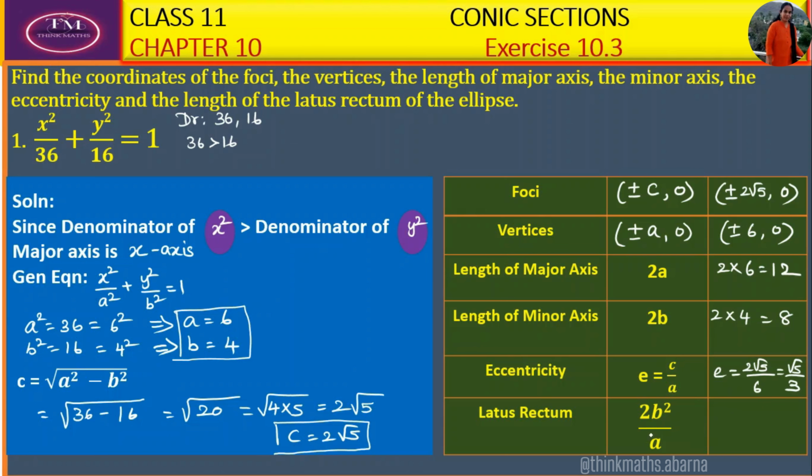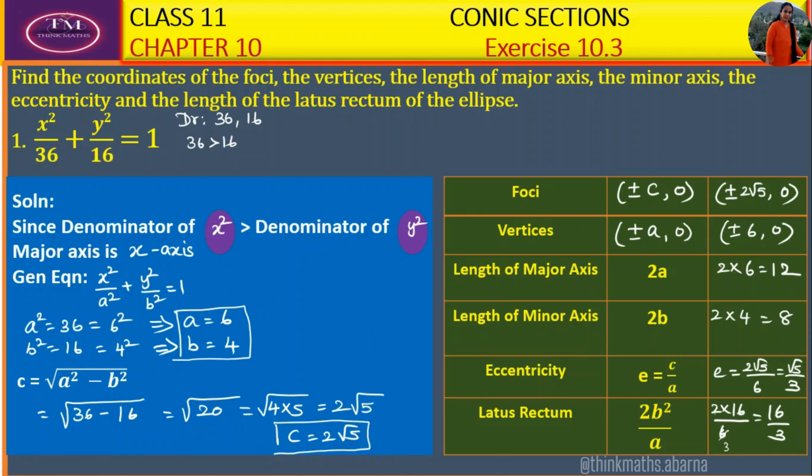Next, the latus rectum is 2b square by a. So 2 into b square, where b square is 16, divided by a, which is 6. 2 times 3 is 6, so it is 16 by 3.